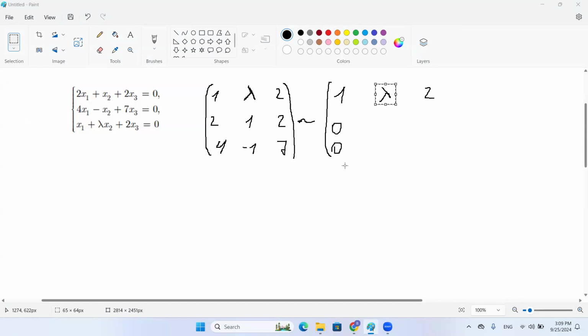Don't be afraid of the lambda symbol. Nothing strange, nothing unusual. It's just a letter. Anyone except Daniil. Stanislav, go on. Don't be shy. It will be minus 2 lambda plus 1. Yeah, but we will write it this way: 1 minus 2 lambda. And here it will be minus 2. Minus 2. Okay.